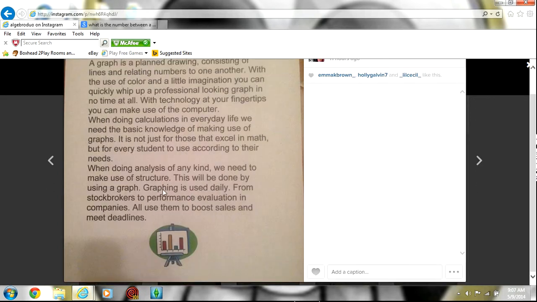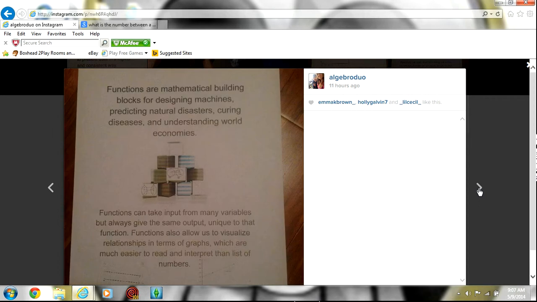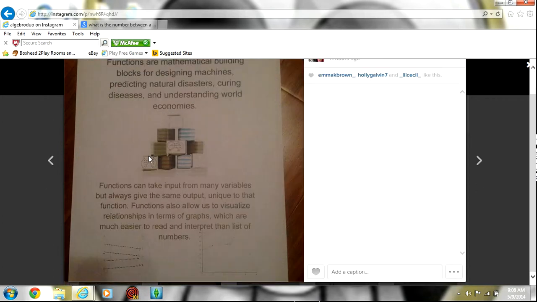So this is comparing it to the real world, how you can use graphing in the real world. Functions are mathematical building blocks for designing machines, predicting natural disasters, curing diseases, and understanding world economies. So yes, as you see, we do have building blocks and functions on them. Functions can take input from many variables, but also give the same output unique to that function. Functions also allow us to visualize relationships in terms of the graph, which are much easier to read and interpret than lists of numbers. So yes, we did work on this at the very beginning of the year.